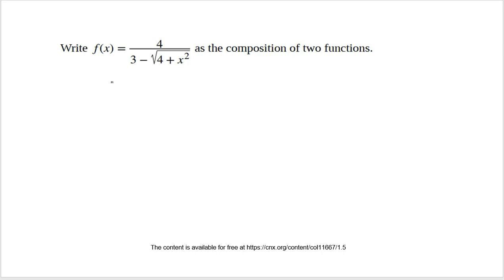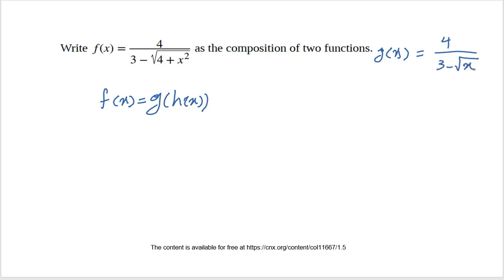Same with this one. f of x is equal to g of h of x. So you can say that g of x is equal to 4 over 3 minus square root of x, and h of x is equal to 4 plus x squared. Then g of h of x is equal to 4 over 3 minus the square root of 4 plus x squared.